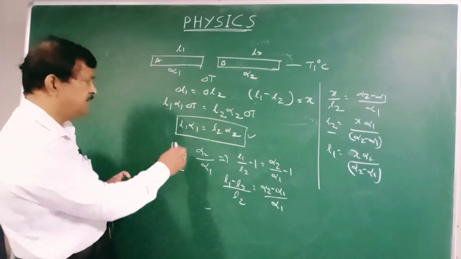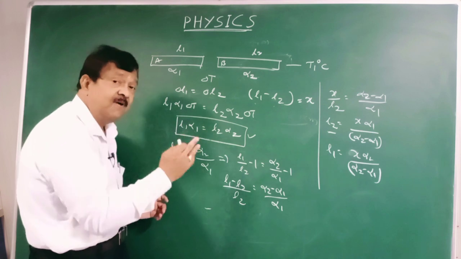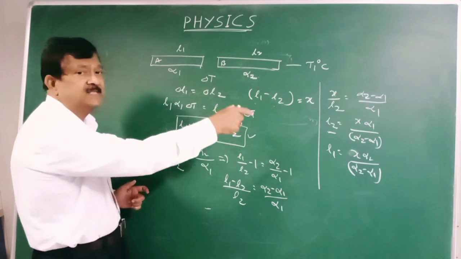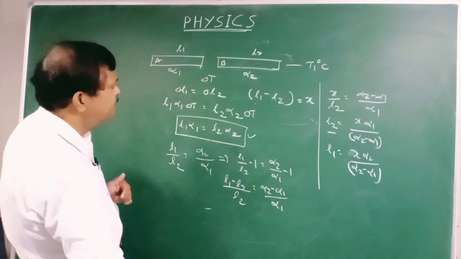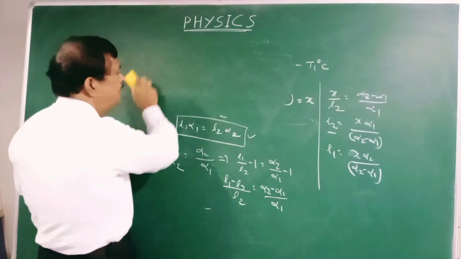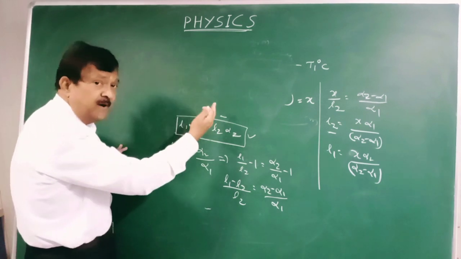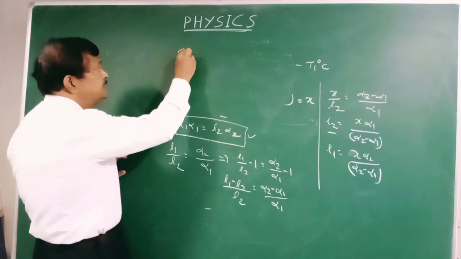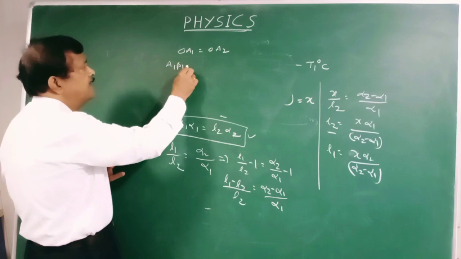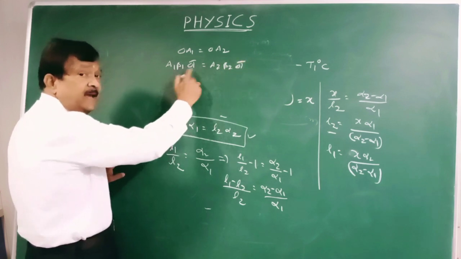And the necessary condition is L1 alpha 1 equal to L2 alpha 2. So this is the necessary condition for equal expansion in length, and also to maintain a constant difference in their lengths at all temperatures. Similarly, taking this condition L1 alpha 1 equal to L2 alpha 2 for equal linear expansion, to have, let us say, equal areal expansion, we want delta A1 equal to delta A2. Then you will have A1 beta 1 into delta T equal to A2 beta 2 delta T. Then the areal expansion is the same.